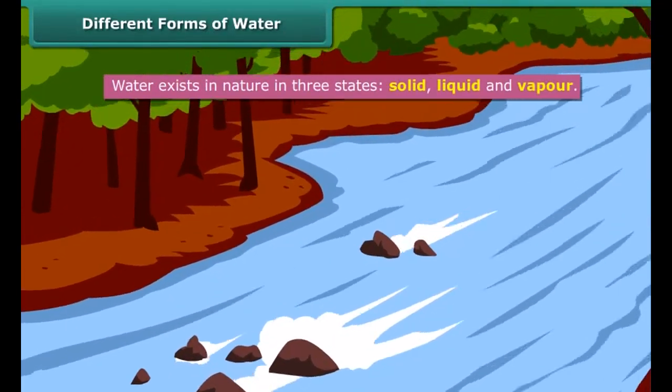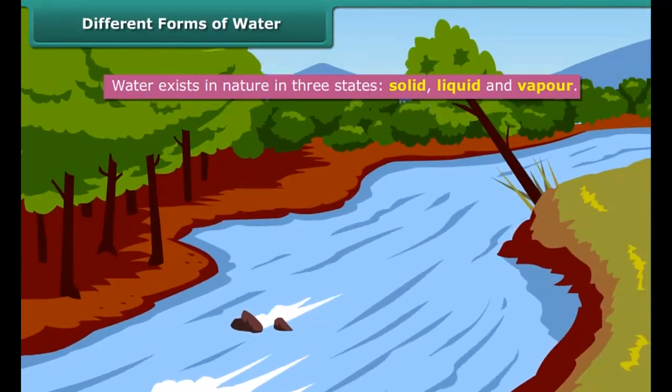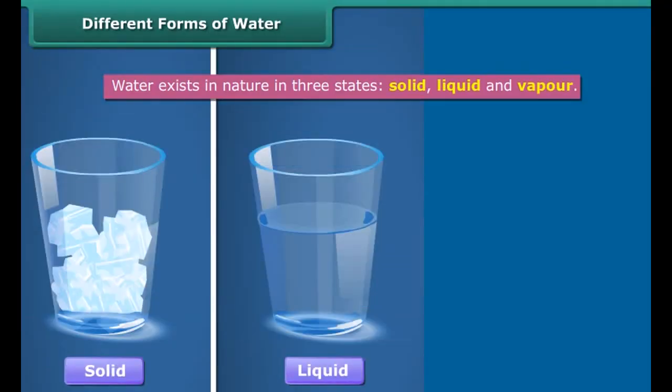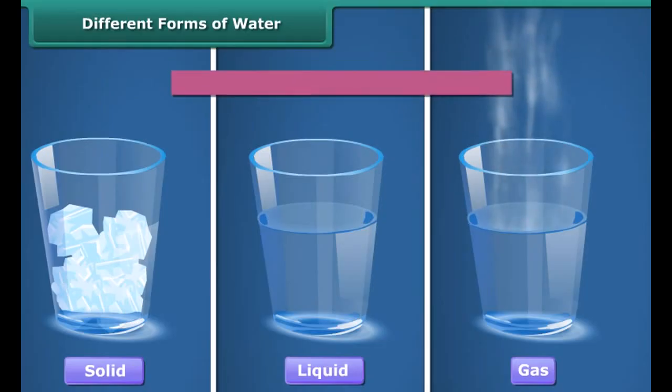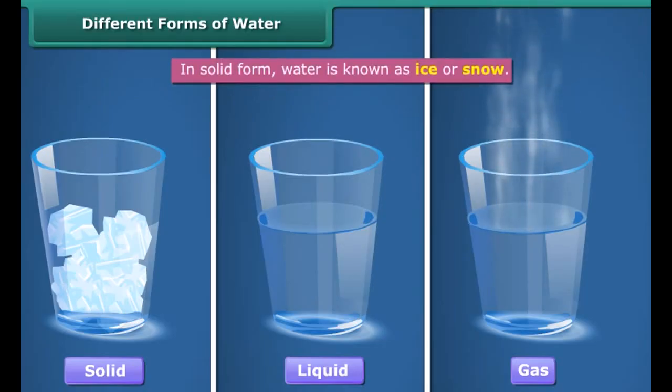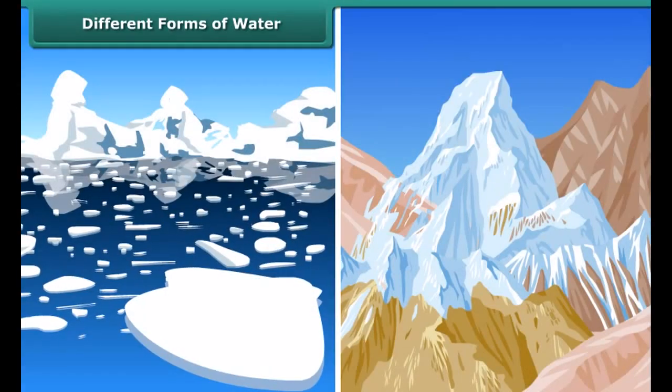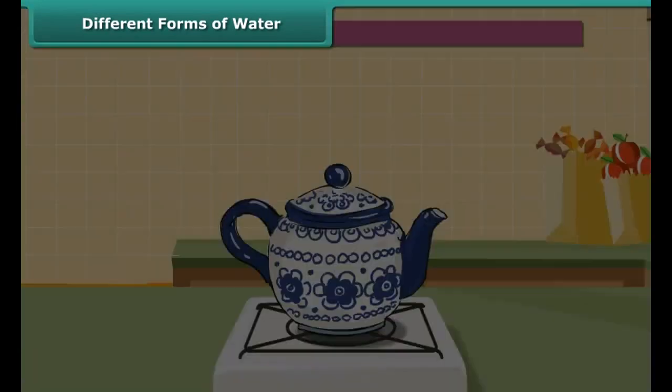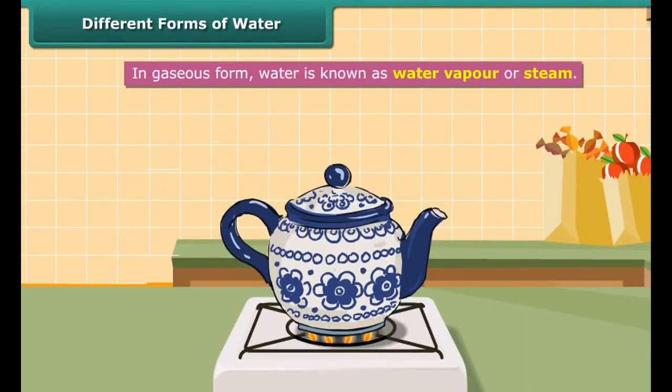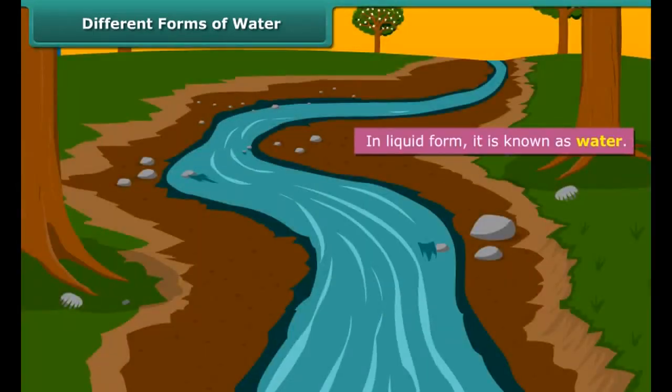Water exists in nature in 3 states, that is, solid, liquid and gas. In solid form, water is known as ice or snow. It is found at the poles as ice caps and in glaciers and mountains as snow. In gaseous form, water is known as water vapor or steam. But the most common form that water takes is the liquid form. It is in this form that it is known as water.